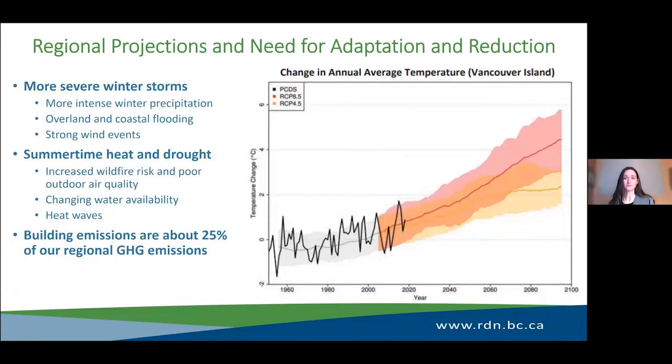We also need to think about reducing emissions. The built environment contributes about 25% to our local emissions profile in the RDN, and reducing emissions from this source is a key part of meeting climate change targets. This 25% does not include embodied emissions, which are all the emissions generated in producing and moving materials to the building site, and which can be very high depending on what building materials are selected.